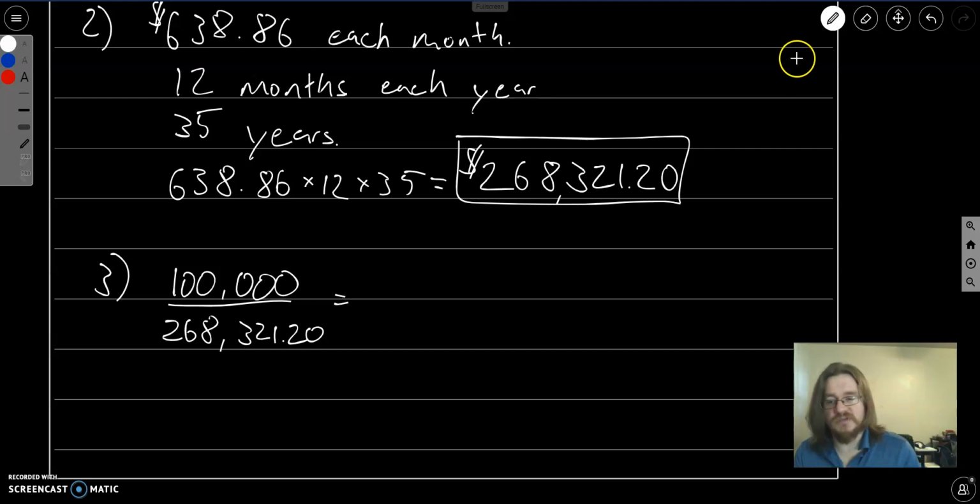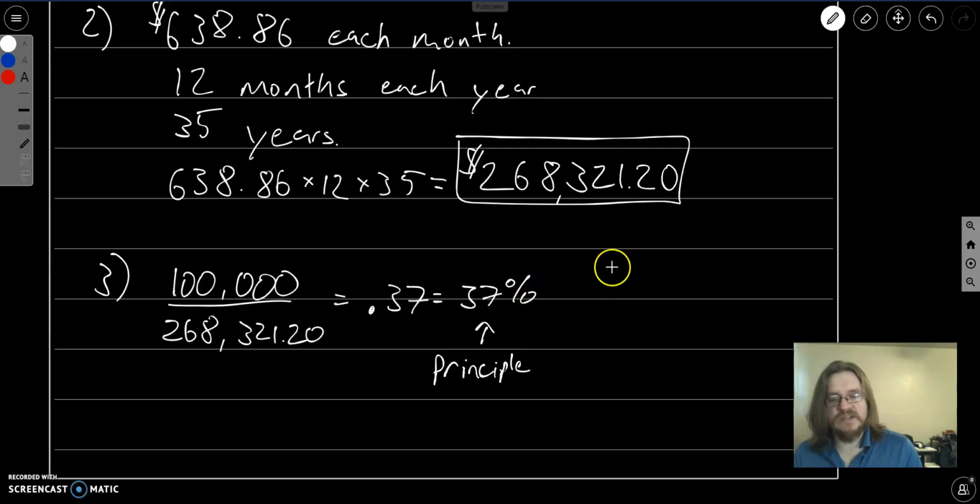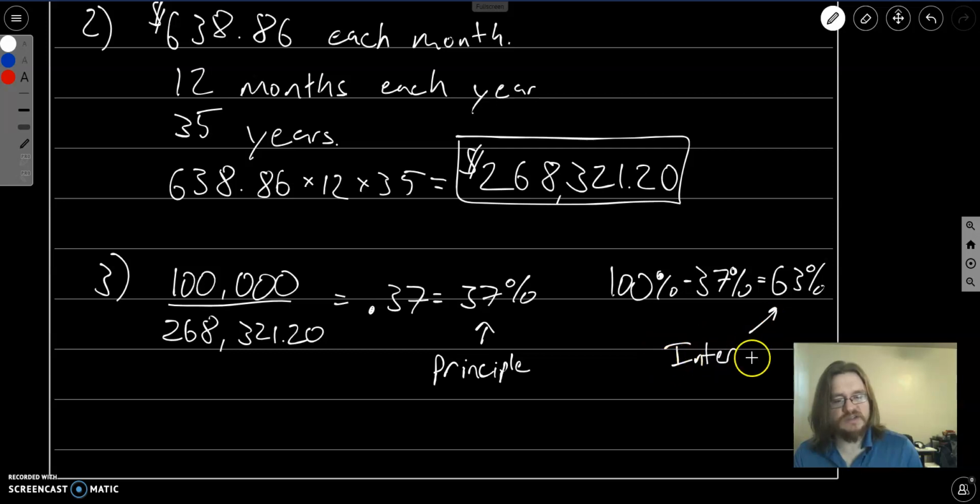So this is much the same as last time. It gives us 0.37, which is 37%. So this is how much we paid for our initial loan, so this is for our principal. And then for the interest, well, the rest of the 100%, which is 63%, that is how much we paid for interest in the loan. So we actually paid back a lot of interest because it took us so long to pay back this loan.